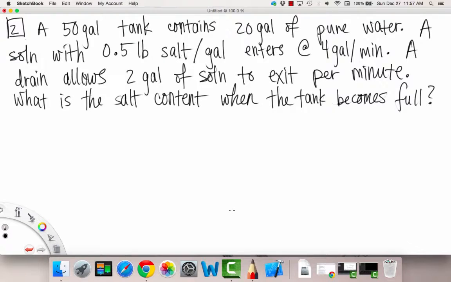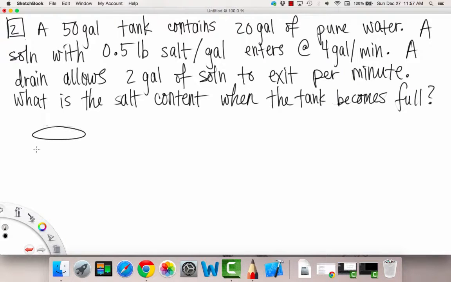Okay, here's problem number 2. We have a 50-gallon tank, which contains 20 gallons of pure water at the start. So it's not full at all, it's only 40% full. A solution with 0.5 pounds of salt per gallon enters the tank at 4 gallons per minute. A drain allows 2 gallons of solution to exit per minute. So what is the salt content when the tank becomes full?